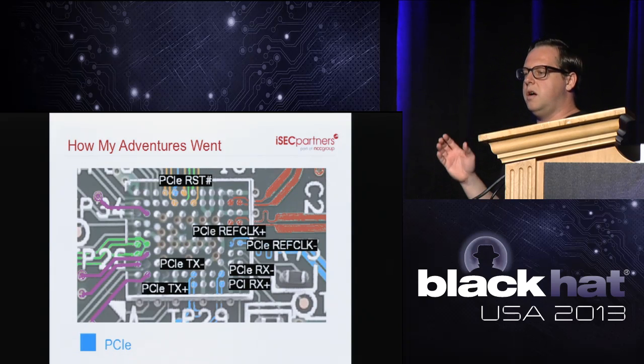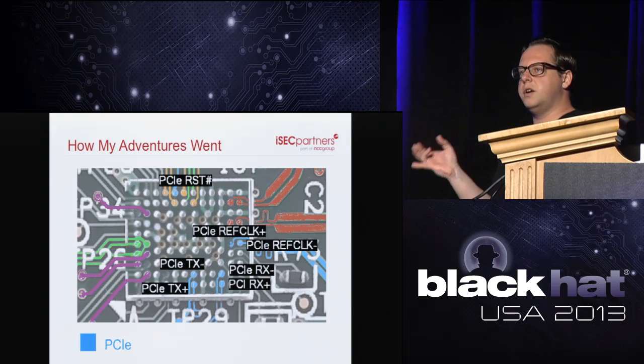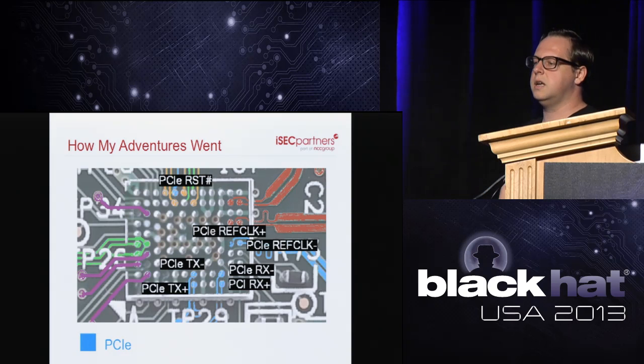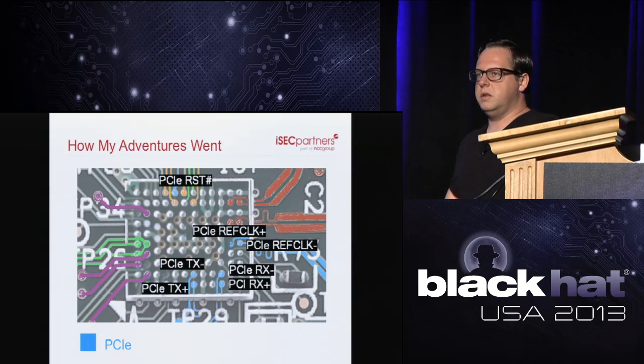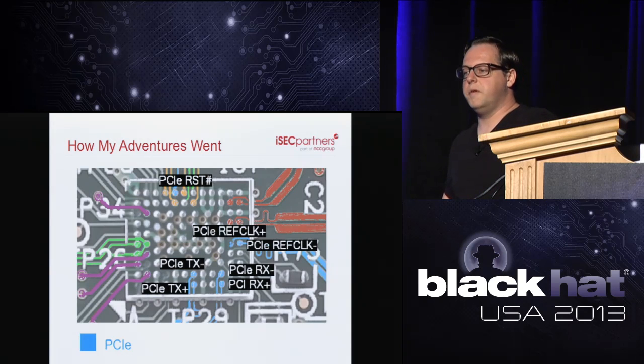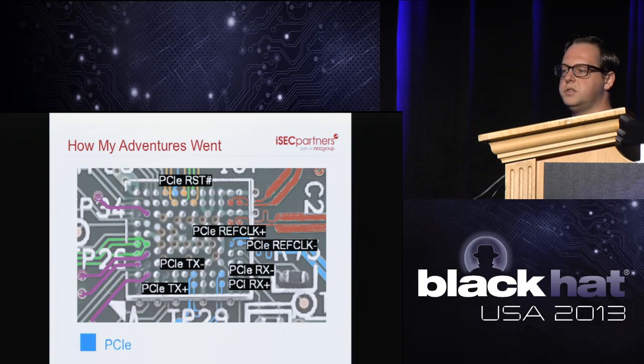This is an image of the board, the chip desoldered, and me tracing in some of the lines coming in with different colors. This is where our image editor comes in handy. So we've already identified 7 of the pins for the Thunderbolt controller: all the PCI Express transmit stuff and also a PCI reset.